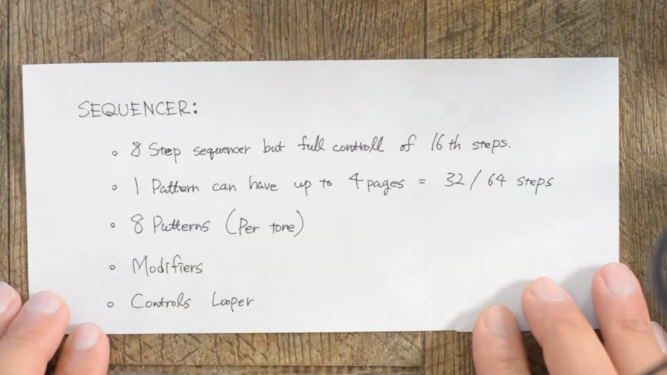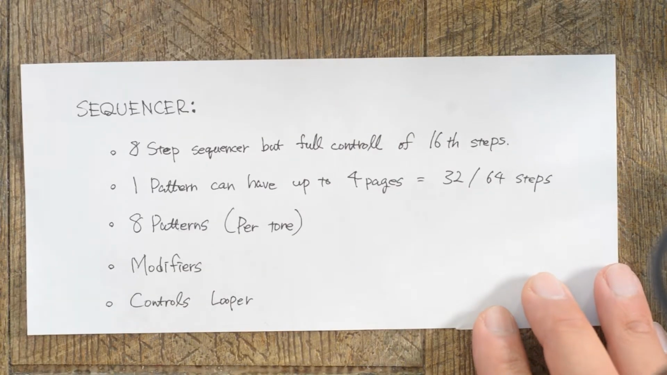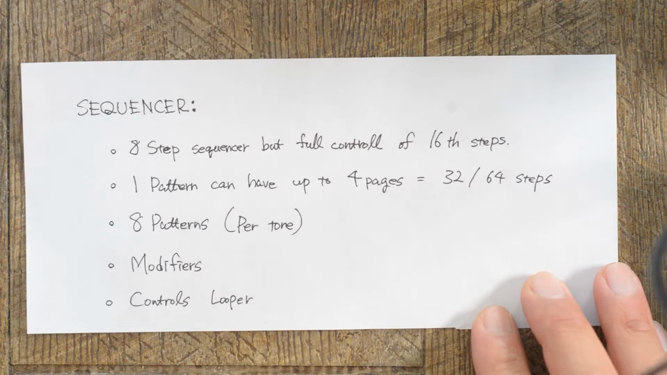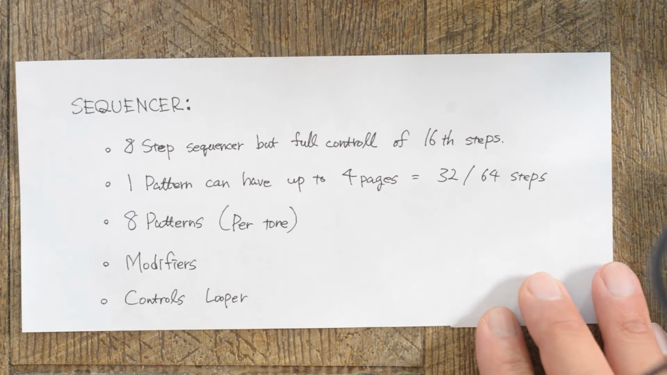So this is the basics of the sequencer. First of all, the sequencer is an 8-step sequencer, but it has full control over 16 steps. And one pattern can have up to 4 pages, that means 32 or 64 steps. And one tone can have up to 8 patterns.